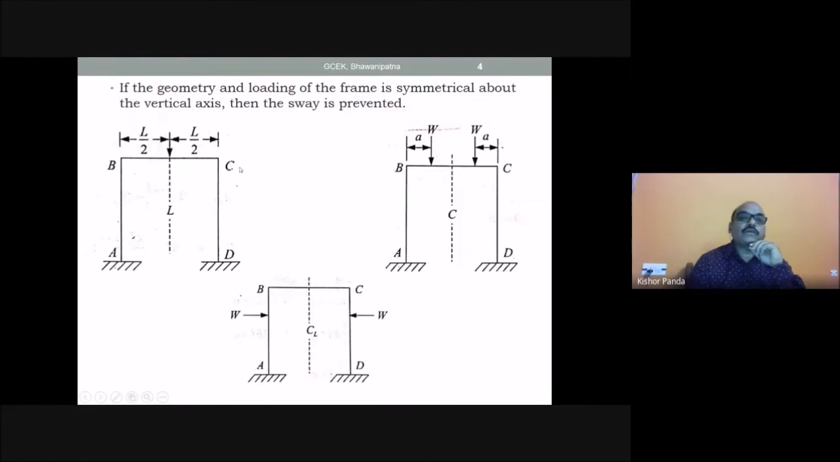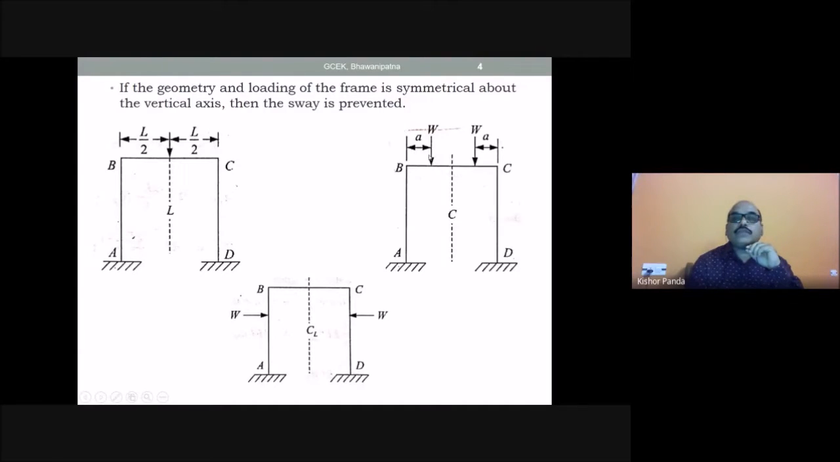Similarly, here you see this load is present at a point of the beam. If the geometry and loading of the frame are symmetrical about the vertical axis, then the sway is prevented. So when the geometry of the frame or the loading of the frame is symmetrical, in this case also the sway is prevented. Here you see this load, and it is symmetrical about this axis. So this is an example of non-sway.